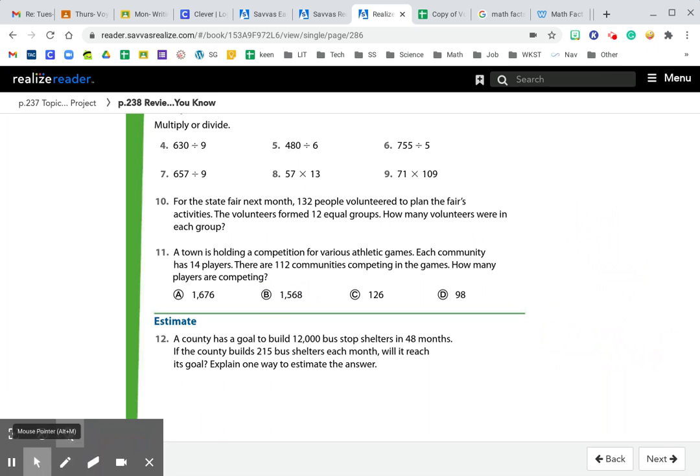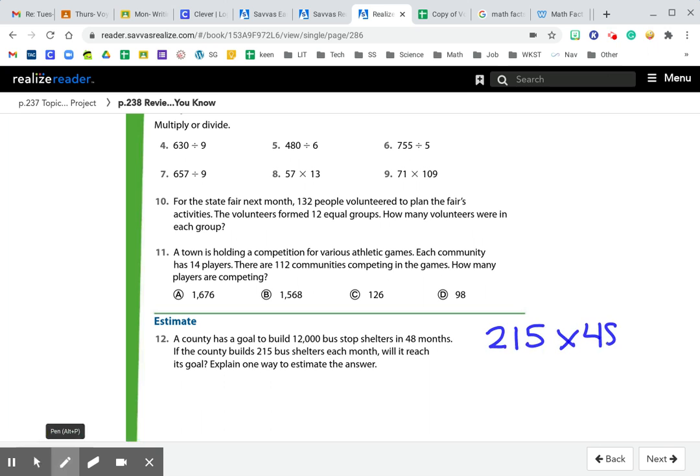Last one. A county has a goal to build 12,000 bus stop shelters in 48 months. If the county builds 215 bus shelters each month, will it reach its goal? So we want to be able to estimate. The actual problem would be 215 shelters for 48 months. Are we going to be meeting our goal of 12,000?